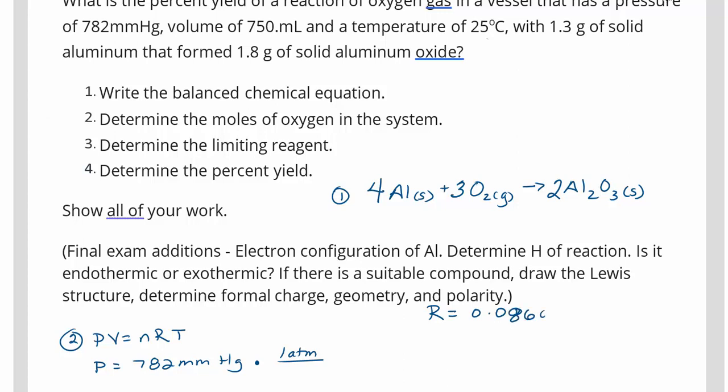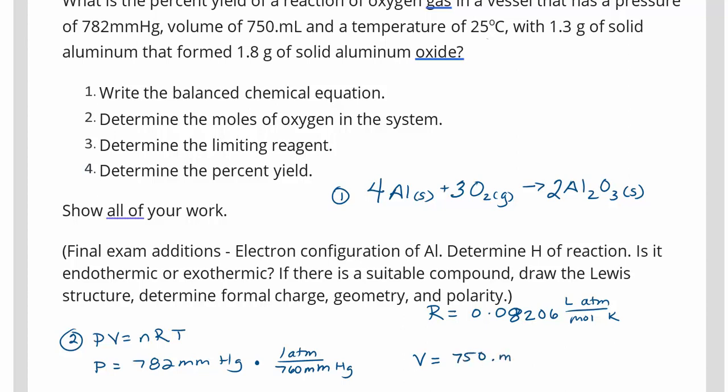0.08206. I can't talk and write at the same time, which makes this a little tricky. So we have to have our units for R: liters, atmospheres, moles, Kelvin. So we have to have all of our units match. To convert our pressure into atmospheres, I need to divide by 760 millimeters of mercury. That'll give me atmospheres. Volume, the vessel volume was 750 milliliters.